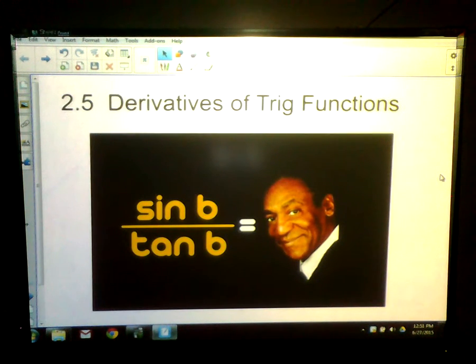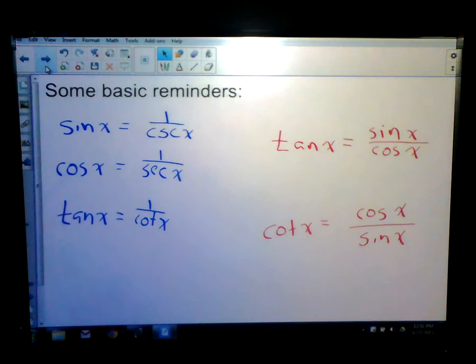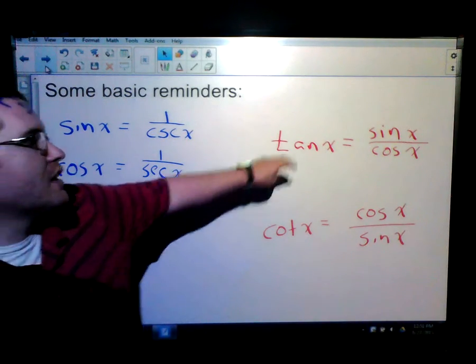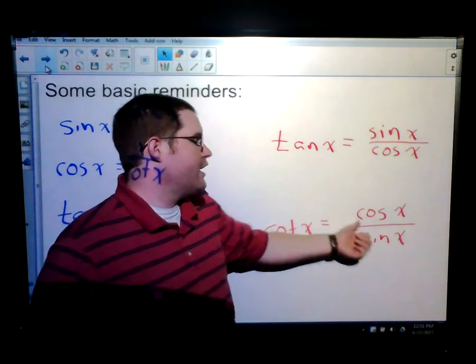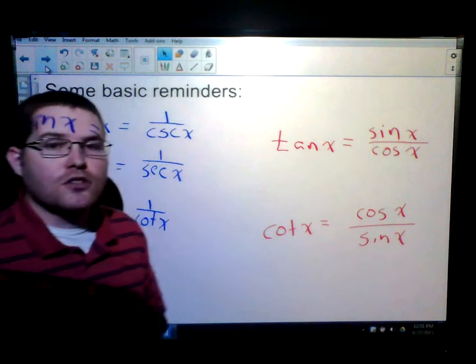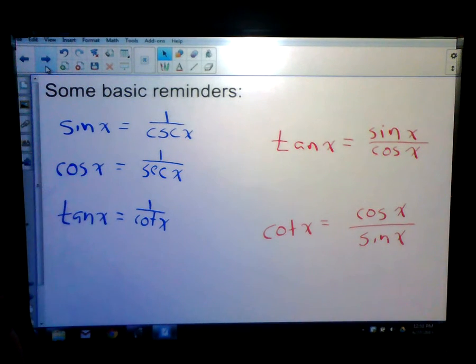So let's do a quick review about the trig properties. Things you better know: sine is the reciprocal of cosecant, cosine is the reciprocal of secant, and tangent is the reciprocal of cotangent. You also better know that tangent is sine over cosine, which makes cotangent cosine over sine. These are things you should have learned in trig that come up all the time. So just know them, be able to use them.